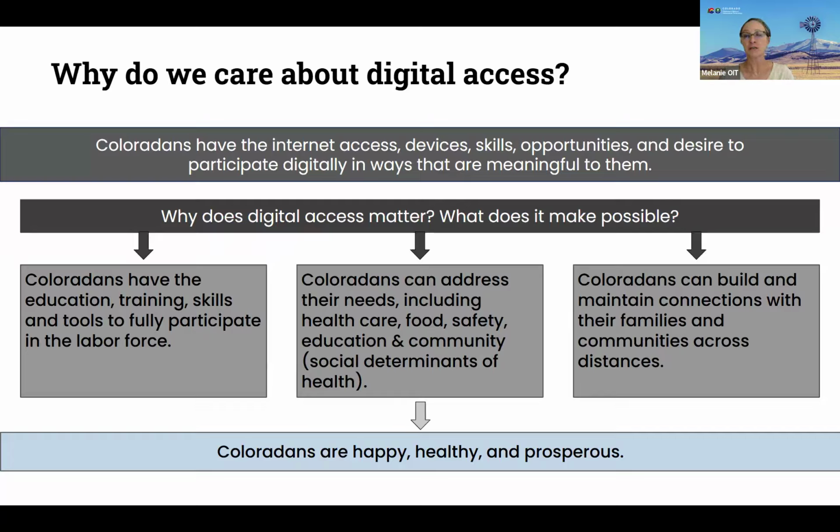If you want to take a college course to get a different job, and you want to participate virtually, you have to have a full screen device, and you have to know how to use it, and you have to have a really good internet connection, right? So that's one. Another is that Coloradans can address their needs, including healthcare, food, safety, education, and community.